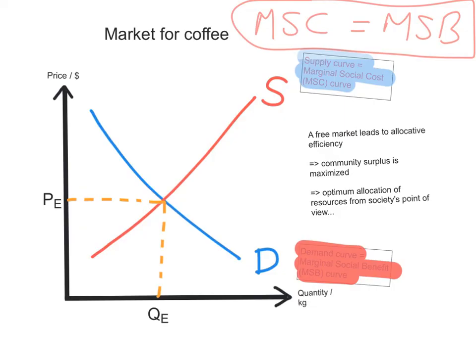A free market will lead to allocative efficiency, and this happens at equilibrium, and at this point community surplus is maximized. It is the optimum allocation of resources from society's point of view. This happens when the market reaches equilibrium without any government intervention.